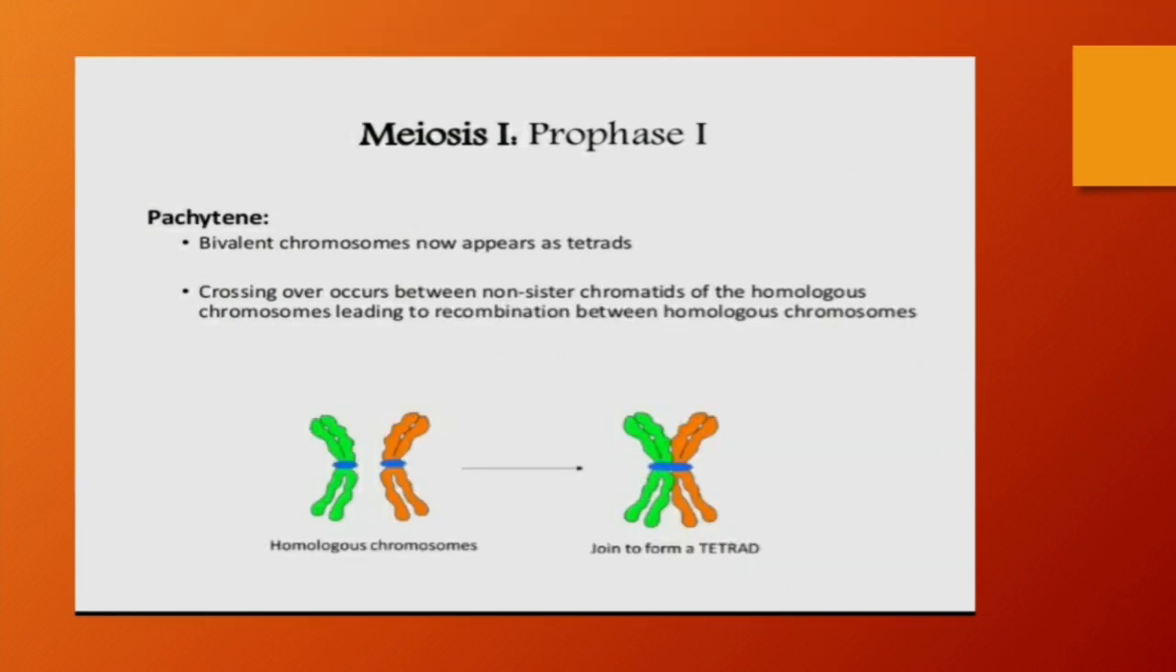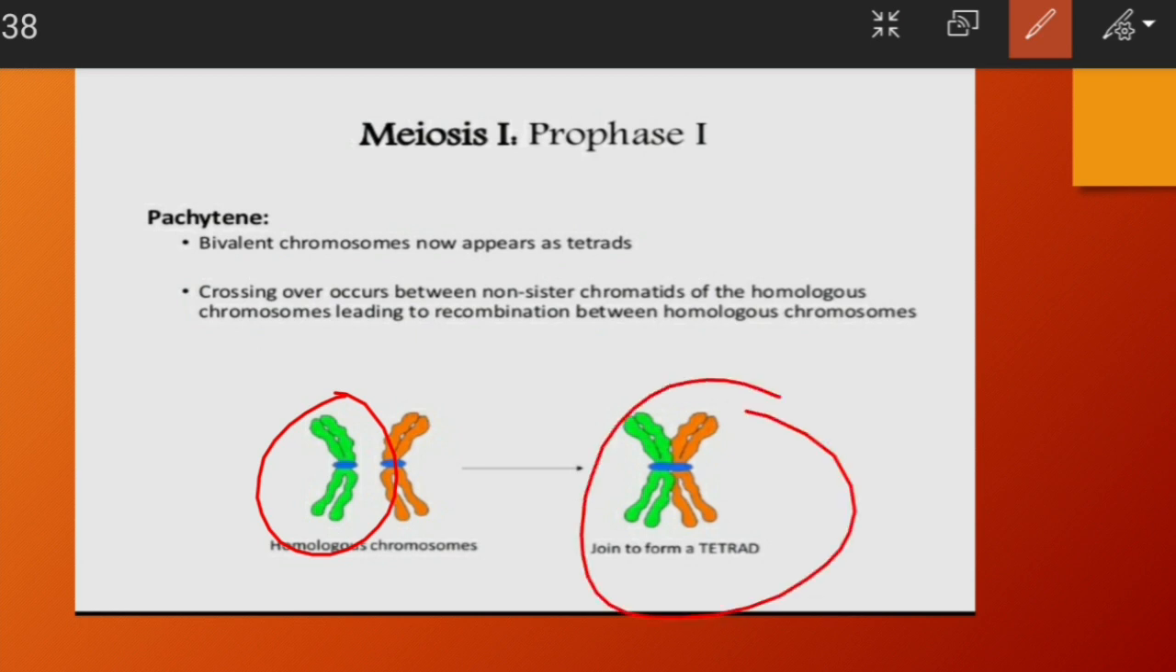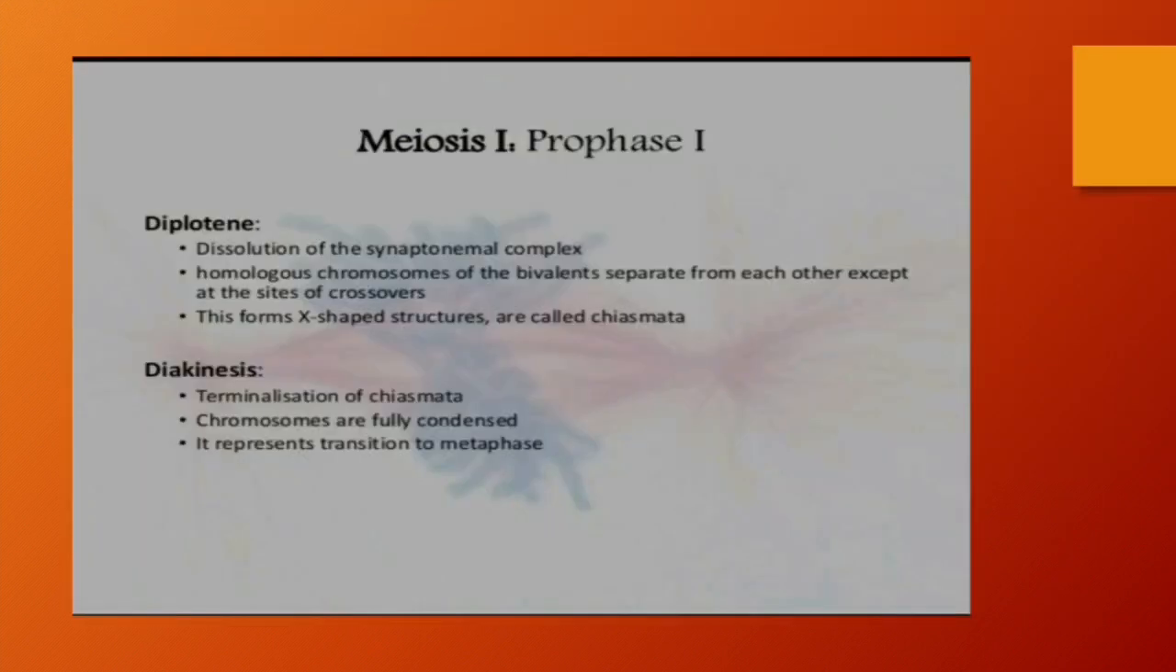The next stage is very important. It is called the pachytene. Proper bivalents now appear as proper tetrads, where you can see very clearly how each of the chromatids is visible. During this phase, the crossing over will occur and there will be exchange of fragments between homologous chromosomes. Can you see this tetrad has joined in order to exchange its fragments.